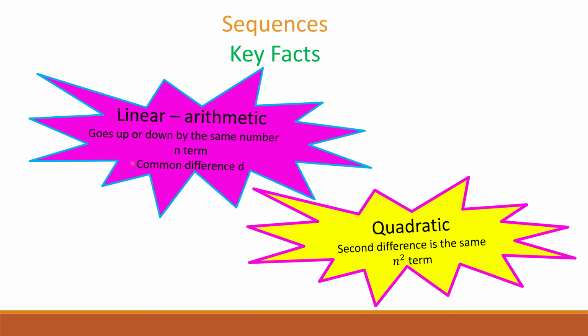A quadratic sequence is harder, and to find our quadratic sequence, we need to find the second difference. So when you find the first difference of the sequence, it won't be the same number. So you have to go again and find the second difference. And if your second difference is the same, that means you have got a quadratic sequence, and that means it will involve an n squared. So that is the difference between the linear and the quadratic sequence. The linear sequence will involve an n, and a quadratic sequence will involve an n squared.